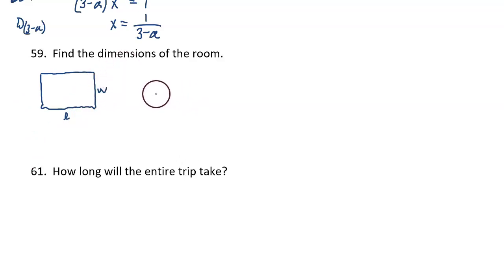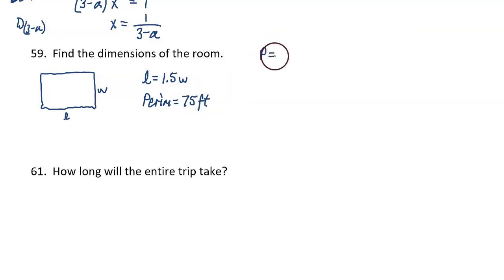We're told in a sentence that the room is 1.5 times longer than it is wide. So its length is 1.5 times its width. I've translated the sentence into an algebraic equation that models that sentence. We're told that the perimeter, the distance around the room, is 75 feet. With that information, we can find the dimensions of the room, which means find the length and find the width.